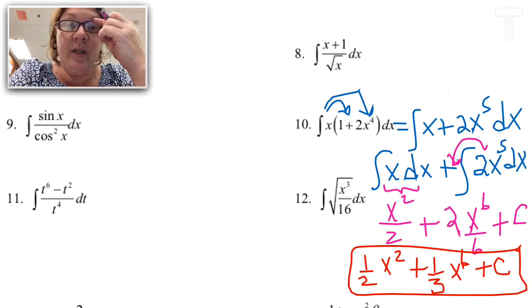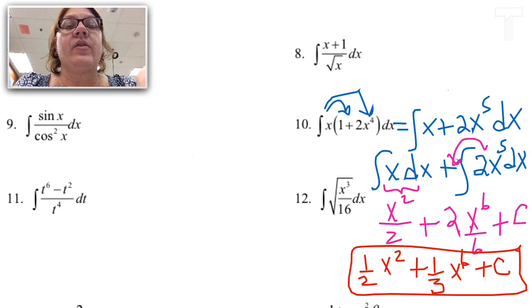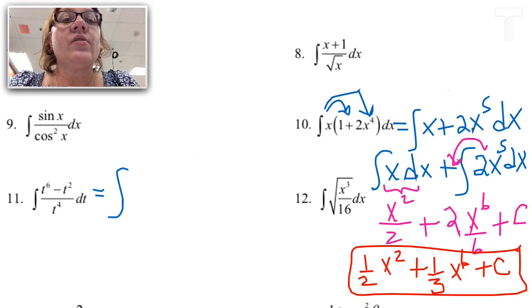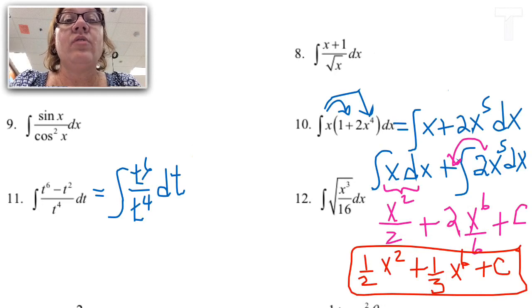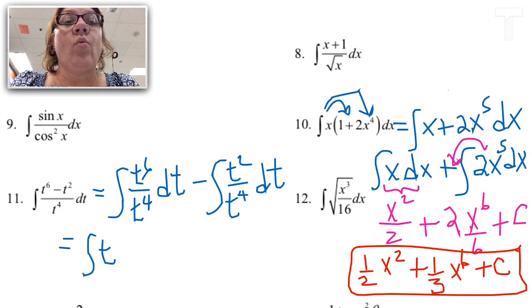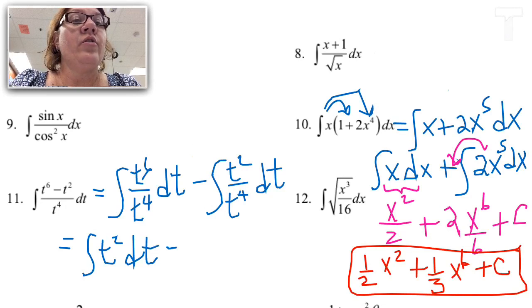So I bet on this next one, you're just racing ahead. You already got this. So I say, well, what's being divided by t to the 4th? And you said, everything. And I said, oh my goodness, you are so smart. And so I would do t to the 6th over t to the 4th. Now notice this time it's with respect to t, being tricky. And I'm going to split. So the second one is t to the 2nd over t to the 4th. And I think I can simplify those. Let's see, this would really be t squared. And this would really be t to the negative 2.